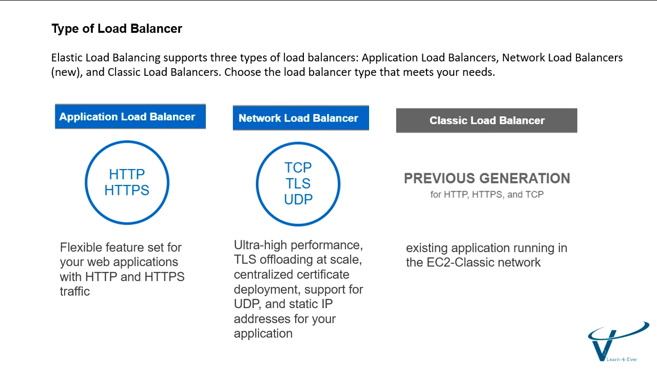Application load balancer provides advanced routing and visibility features targeted at application architecture including microservices and containers. It uses the protocols HTTP and HTTPS. Network load balancers are capable of handling millions of requests per second securely while maintaining ultra low latencies. It uses the protocols TCP, TLS, UDP. Classic load balancer is used when you have an existing application running in the EC2 classic network.